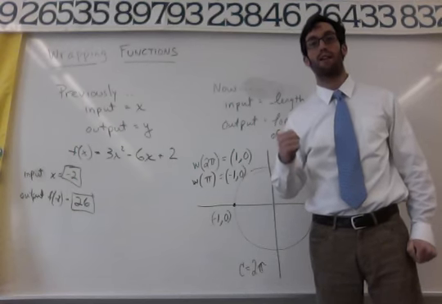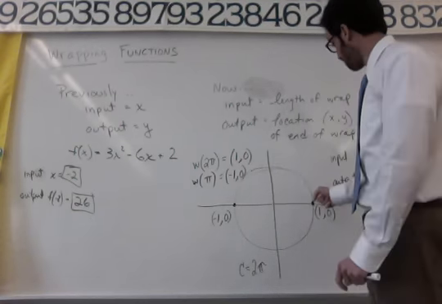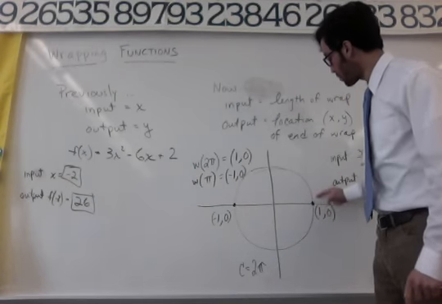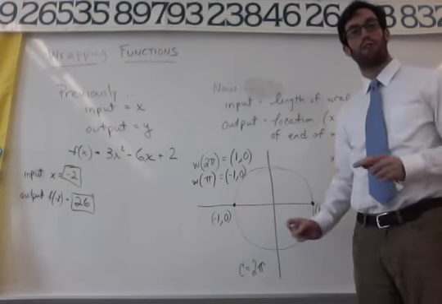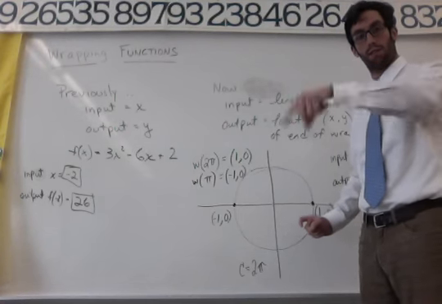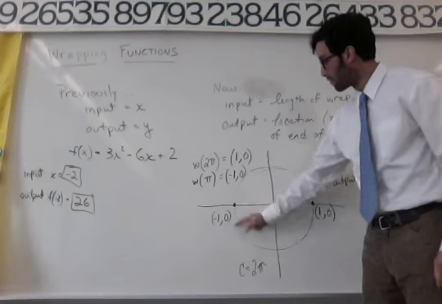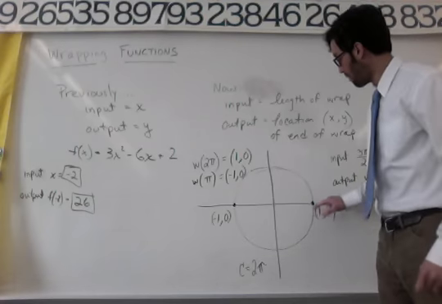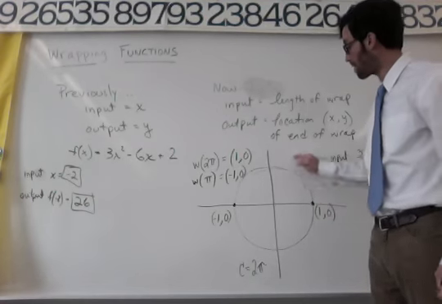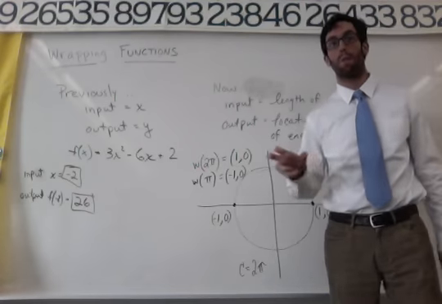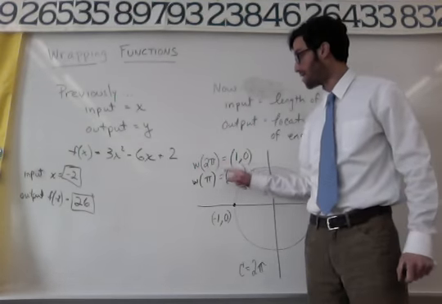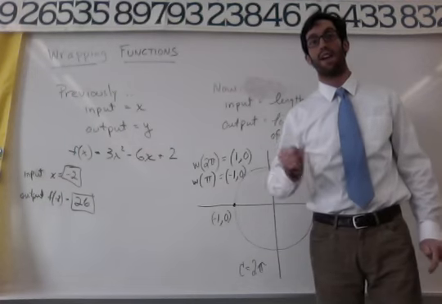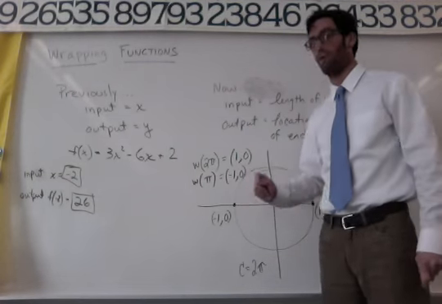One comment I want to make before I go on is a wrapping function is a type of periodic function. If you think about it, once we get past 2 pi, we're just going to repeat those ordered pairs after that. So w of 2 pi is 1, 0, while w of 4 pi is also 1, 0. W of 6 pi is also 1, 0. So w of any even number of pi's is going to be 1, 0. W of any odd number of pi's is negative 1, 0.